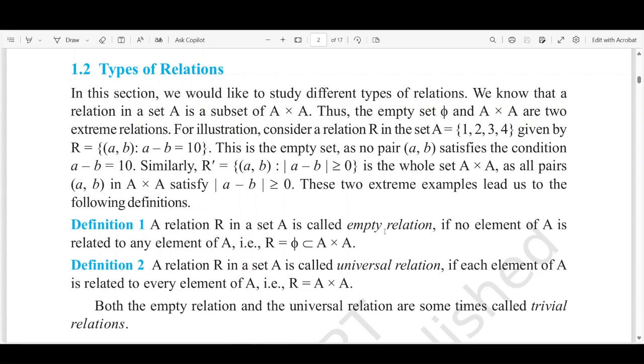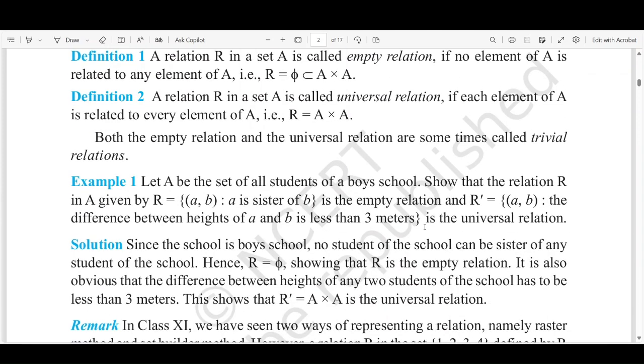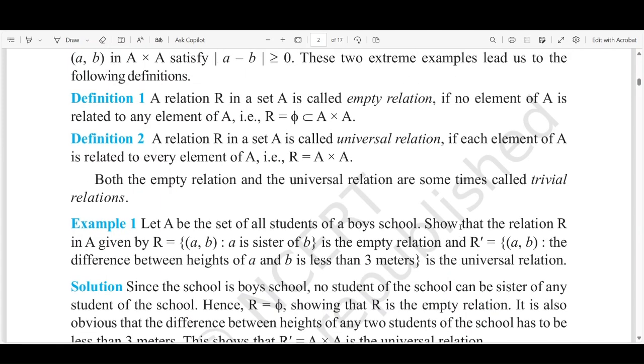From these two examples, we can define the following two types of relations known as empty relation and universal relation. If a relation has no element of A, then we call that relation an empty relation. So R equal to empty, again it is considered to be a subset of A cross A. A relation in a set A is called an empty relation if it consists of no elements of A and R is defined to be empty, but still it remains a subset of A cross A.